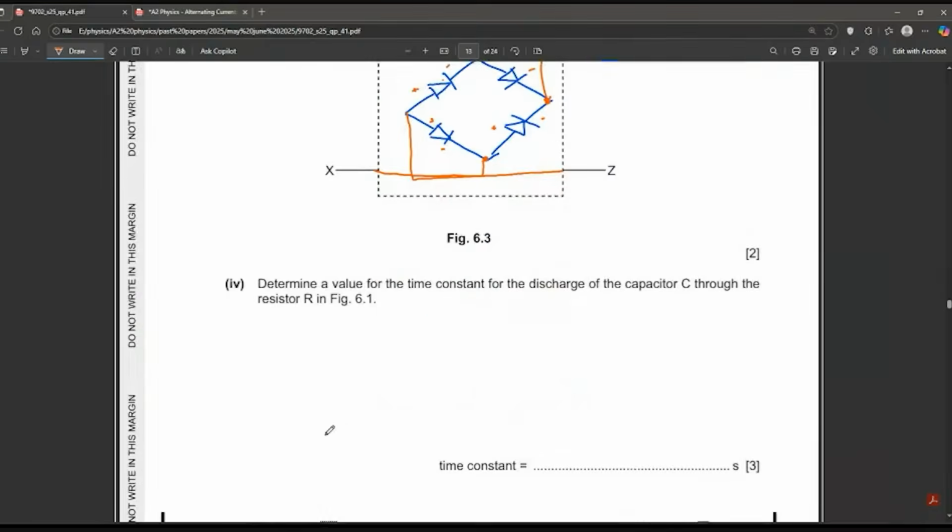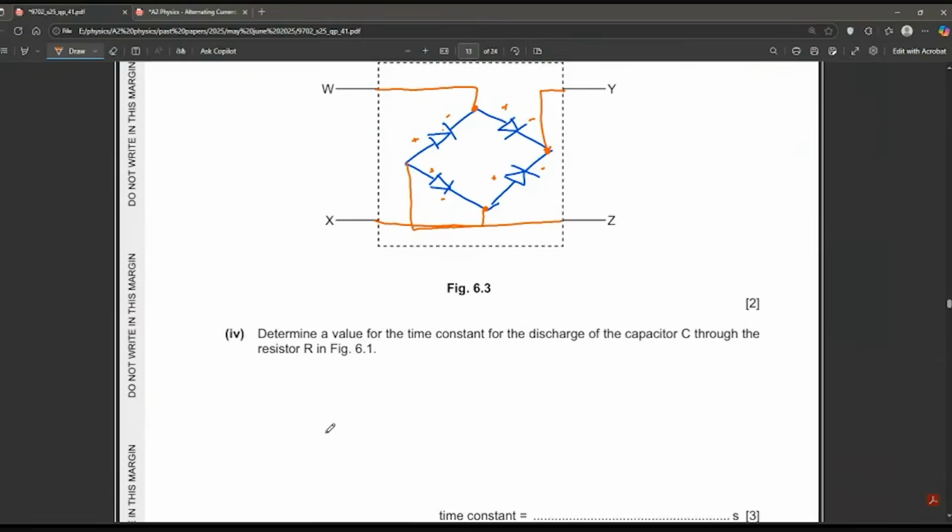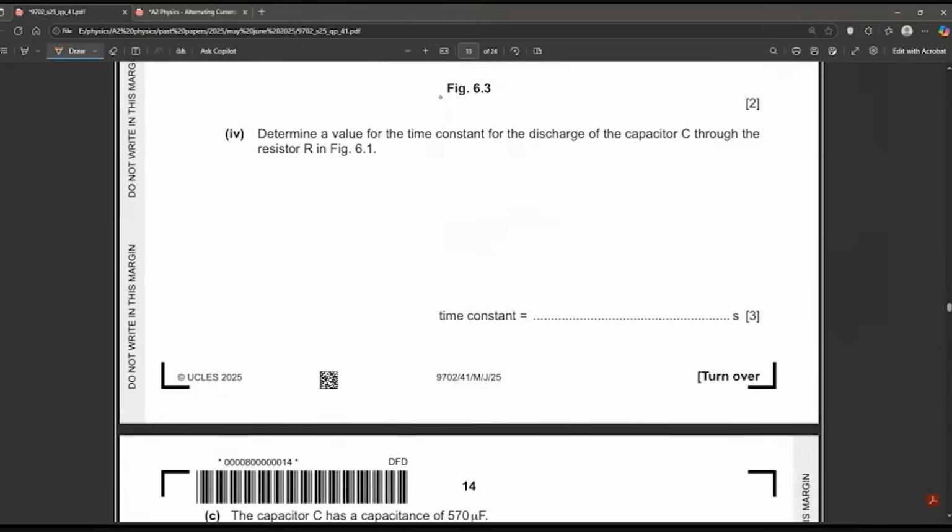I think this is okay. There are some other parts as well to this question. Determine a value for the time constant for the discharge of the capacitor through the resistor in 6.1.